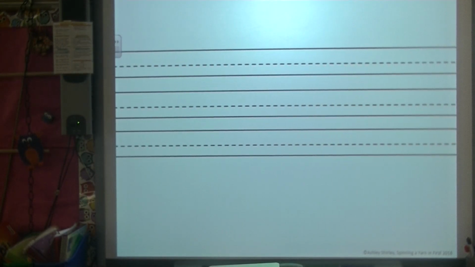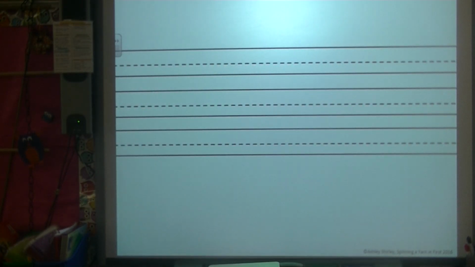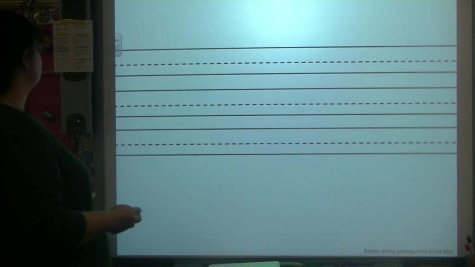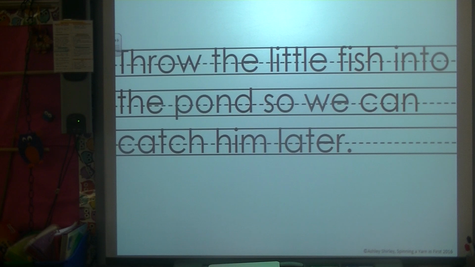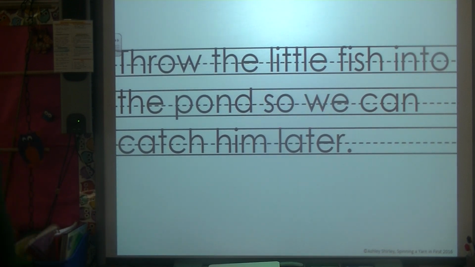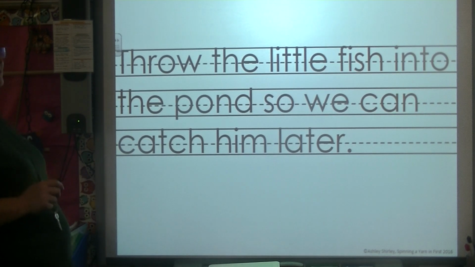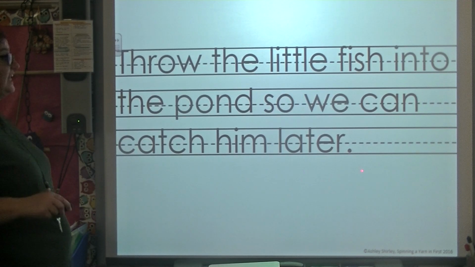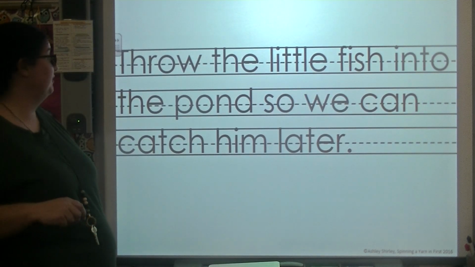Right, guys, let's check your sentence. Remember, every sentence begins with a capital letter. Throw the little fish into the pond so we can catch him later. What type of sentence? It is an imperative sentence. So it ends with a period as well.